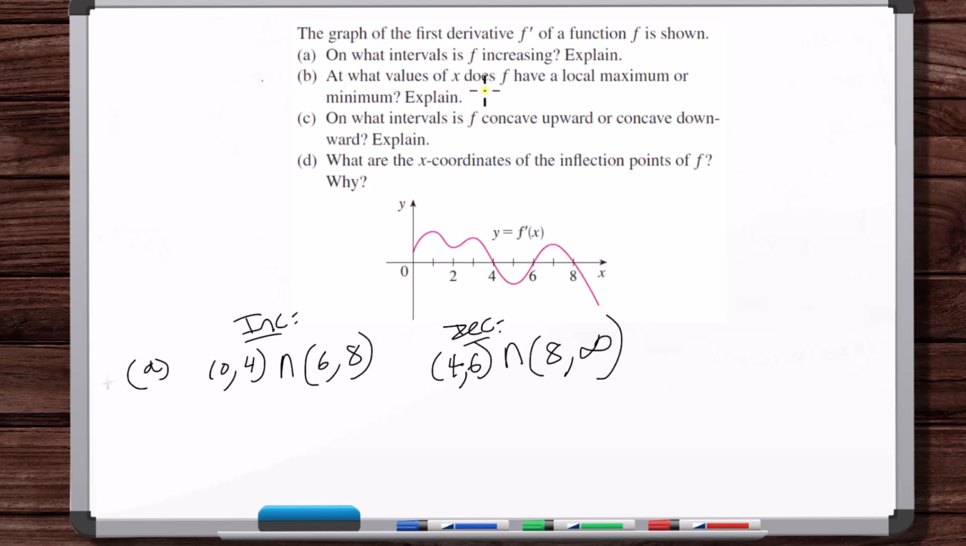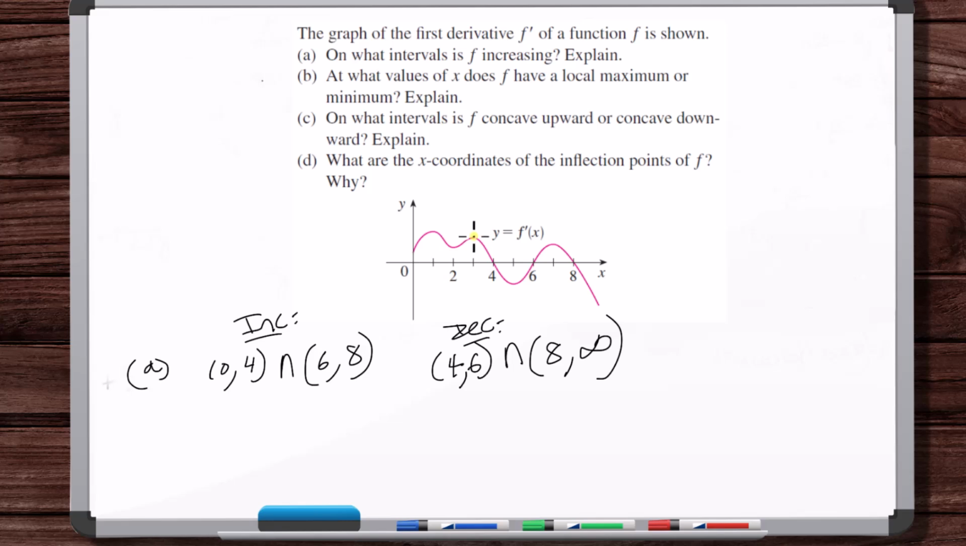At what values of x does f have a local maximum or minimum? A local max or min. So the function doesn't have to be continuous when it comes to local maxes and mins, but to apply the first derivative test, it does. And so it looks like we're going to need to apply the first derivative test, and this is going to be a continuous function. If the derivative is continuous, then the function is going to be continuous. Okay, so we have a continuous function.